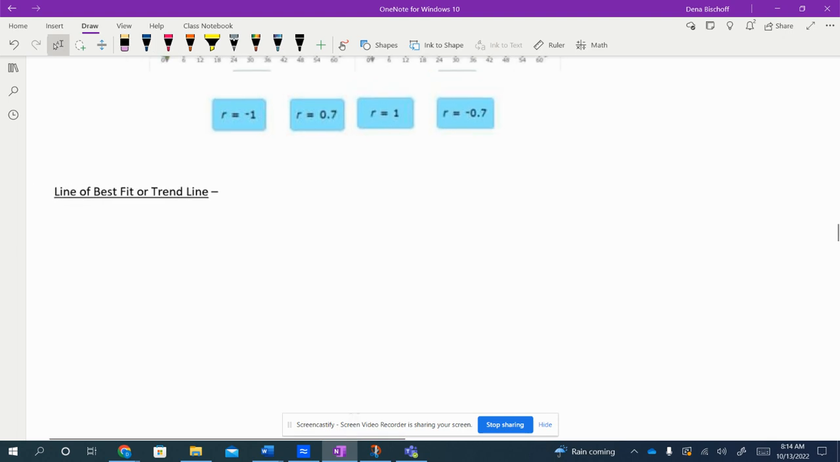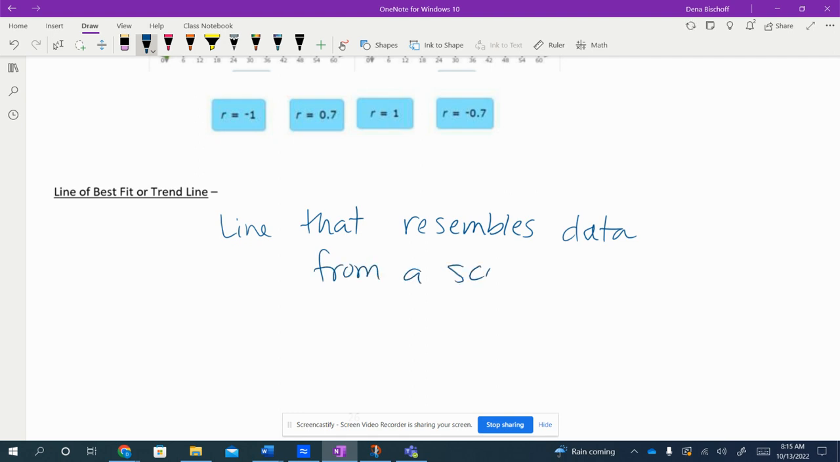All right. So a line of best fit or a trend line is a line that resembles data from a scatter plot. Remember that scatter plots are bivariate, so I'm going to put two variables up here because that's what the data is. It's two variable data. So it's just a line that closely resembles the data from a scatter plot.